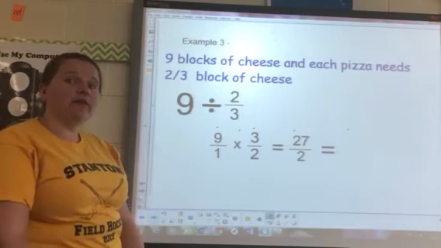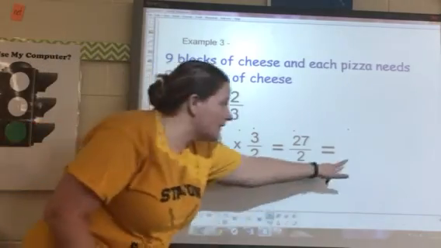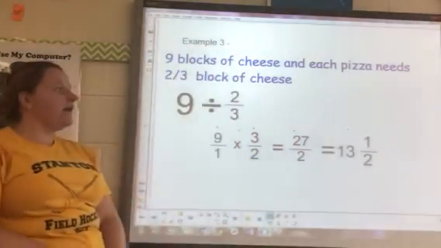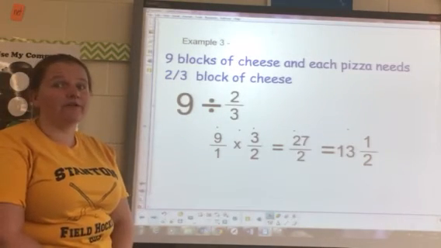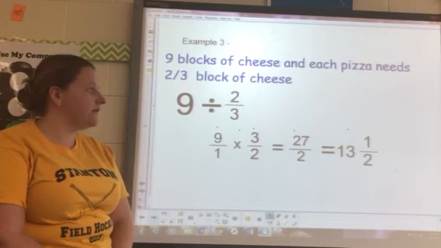Again, it is an improper fraction. So then I need to reduce, and I find out that 27 over 2 is equal to 13.5. So you can make 13.5 pizzas.